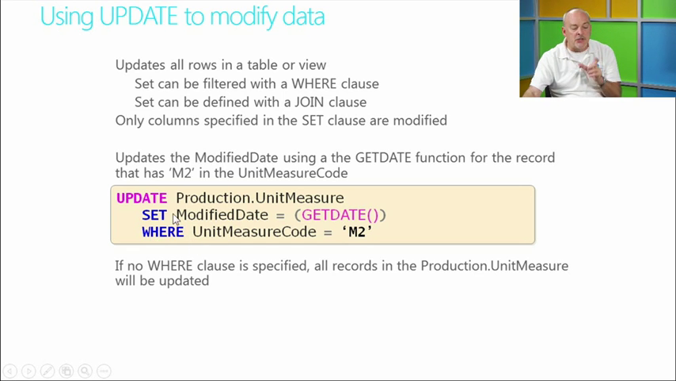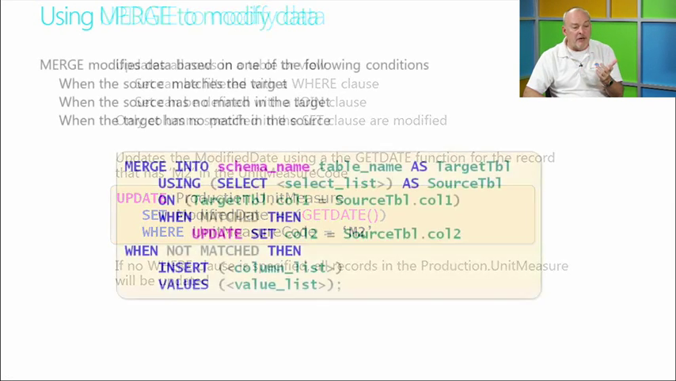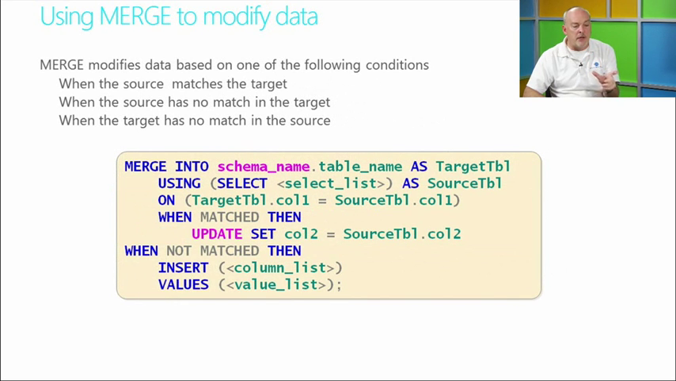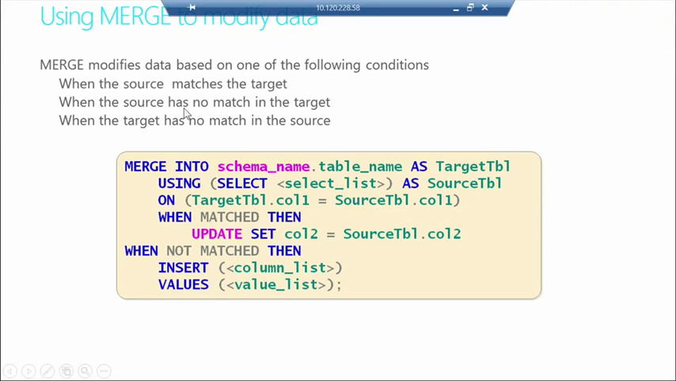Again, be very cautious when you're doing an update to make sure you supply a WHERE clause, unless you want every row to be updated. Very similar to that, we have another way to modify data called a merge. This is where I can use a merge to modify data based on any of the following conditions: source matches the target, source has no match in the target, or the target has no match in the source. So this is a nice way for us to update content within a database.